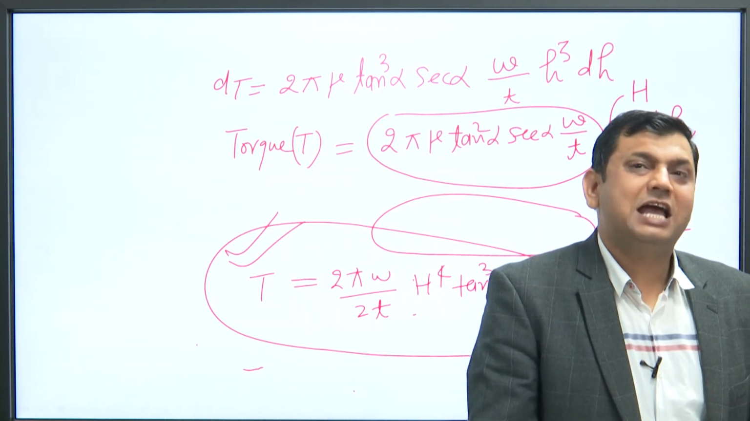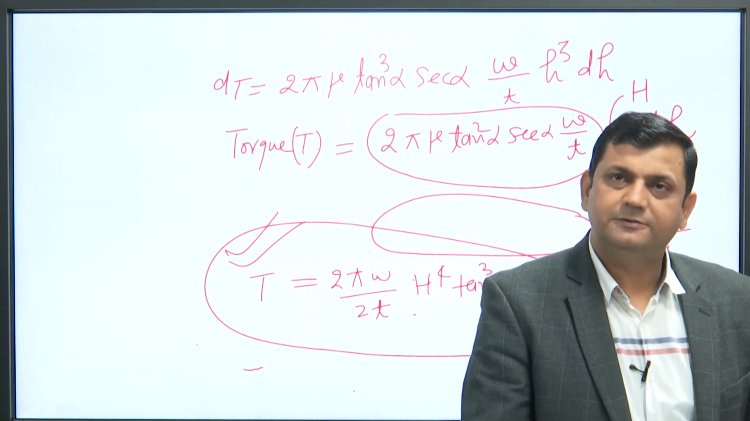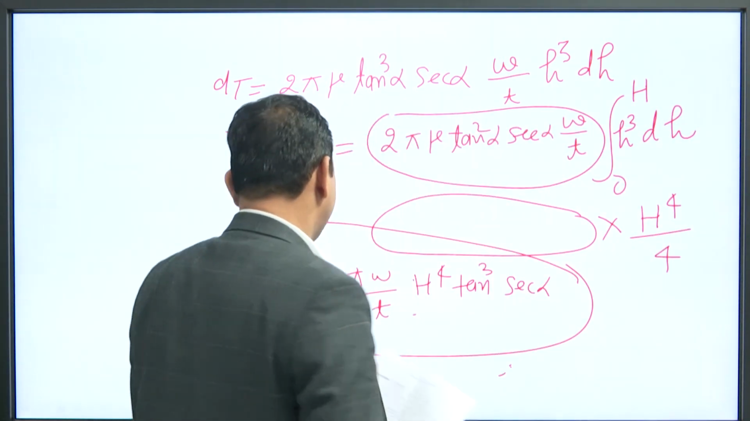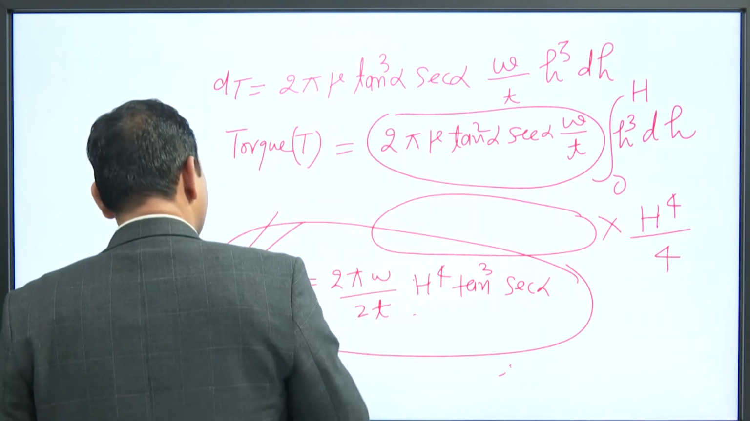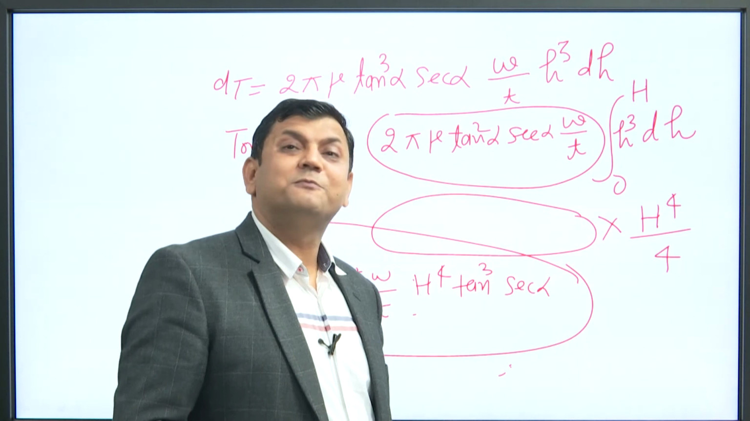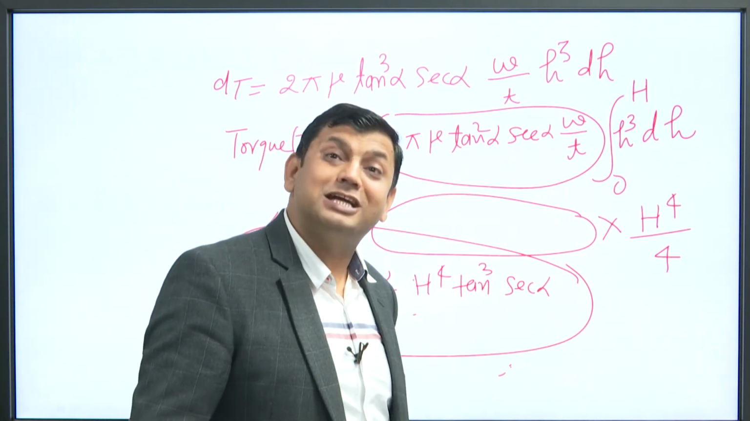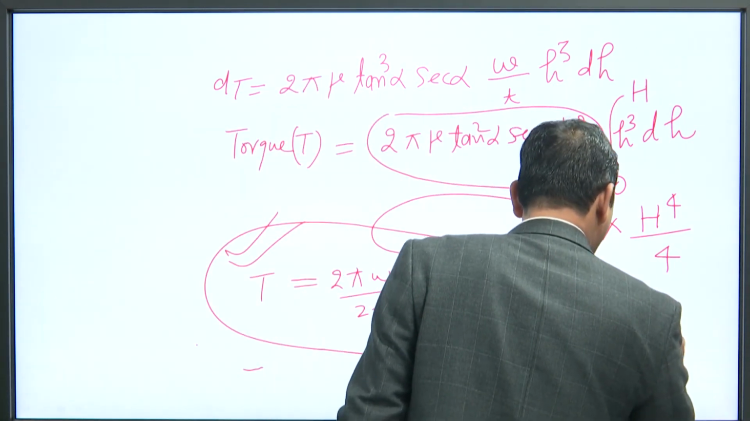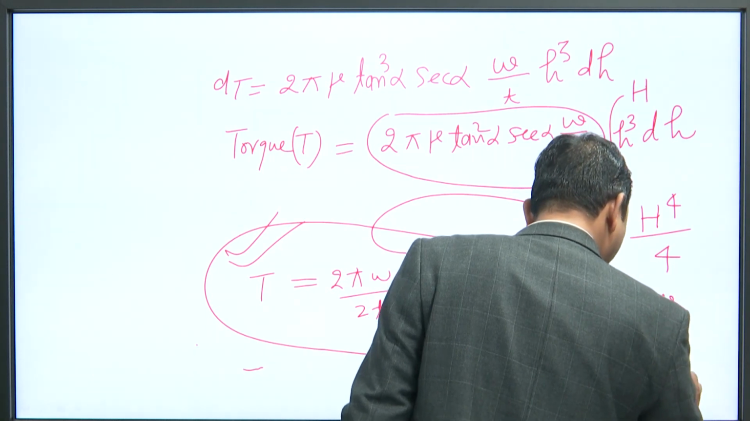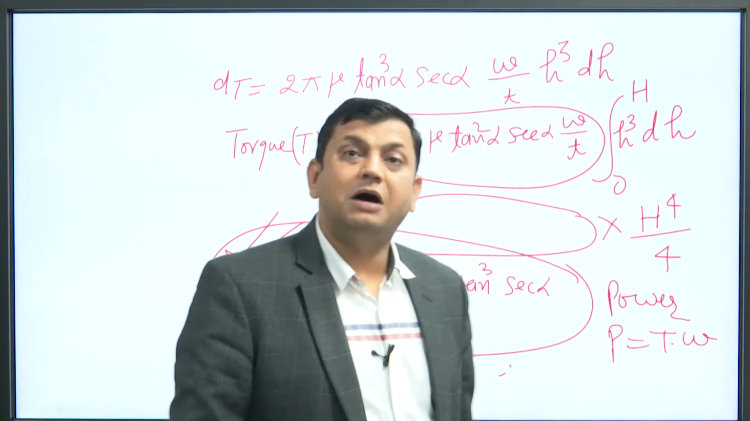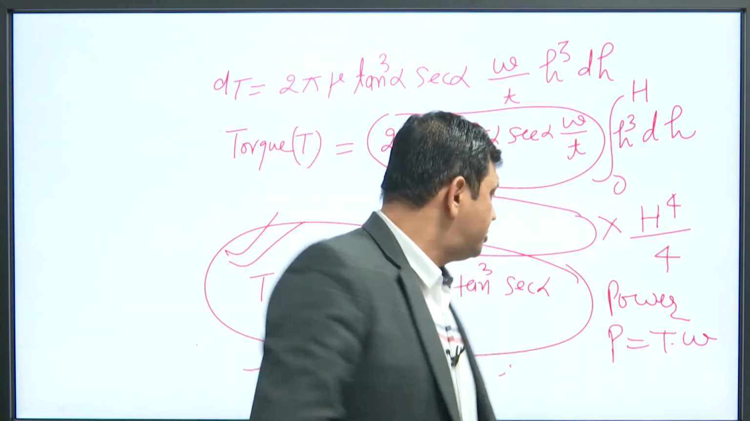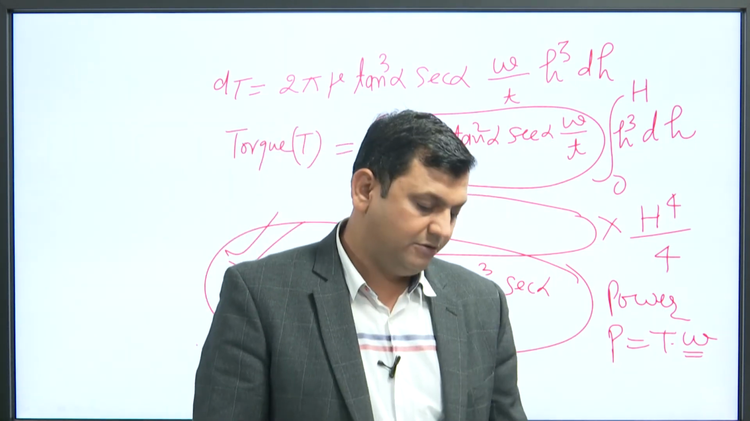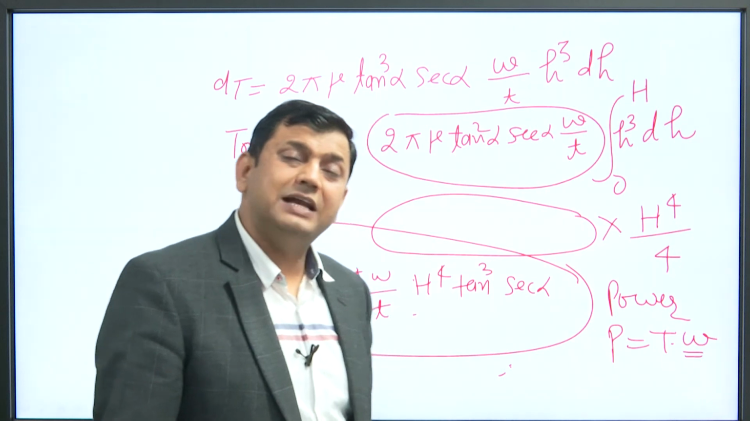So we have calculated this torque by first principles. If we know the torque, what is the power? In the numerical, power is given. Power P equals T into omega. We already know omega is 2 pi N upon 60, so we can easily calculate the torque.